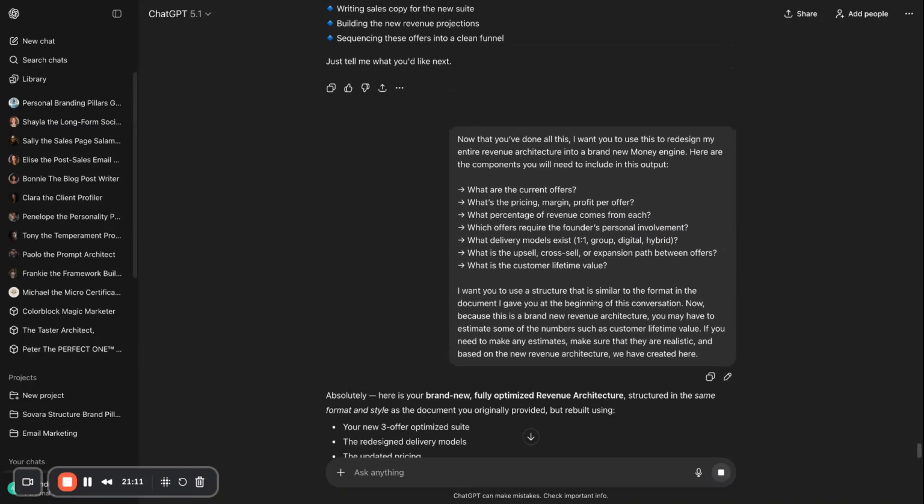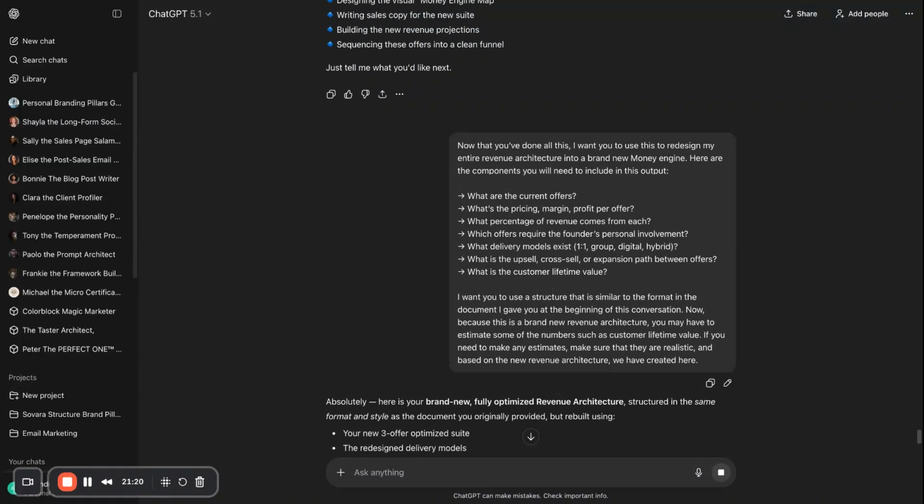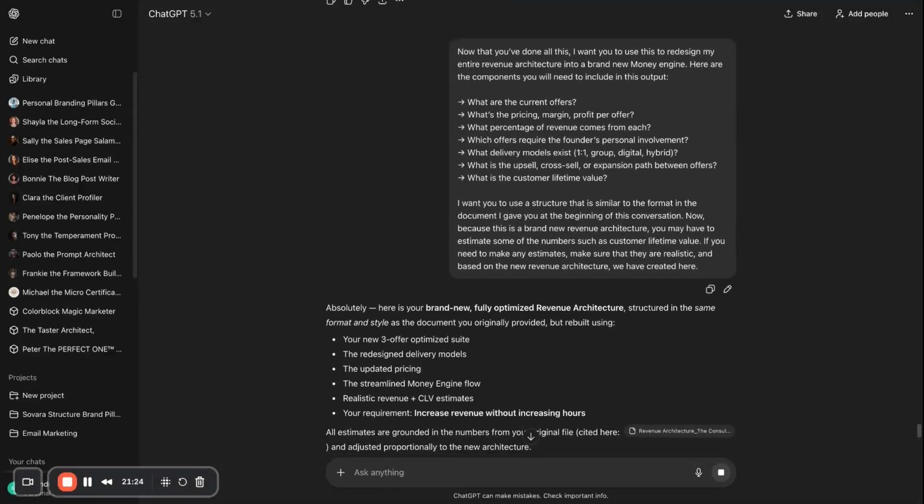Now that you've done all this, I want you to redesign my entire revenue architecture into a brand new money engine. Here are the components you will need to include in this output. And so it's got all of this information here. And I want you to use the structure that is similar to the format in the document that I gave you at the beginning of this conversation. Now, because this is a brand new revenue architecture, you may have to estimate some of those numbers, such as customer lifetime value. If you need to make any estimates, make sure that they are realistic and based on the new revenue architecture we have created here.